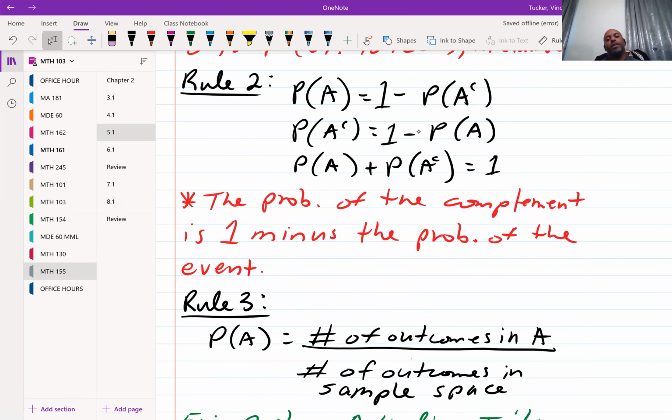All right. Rule 3, the way we will calculate our probability is we'll take the number of outcomes in A and place it over the number of outcomes in the sample space. So remember, the number of outcomes in your sample space are all of the possible outcomes. So you place that over the number of outcomes in the sample space.